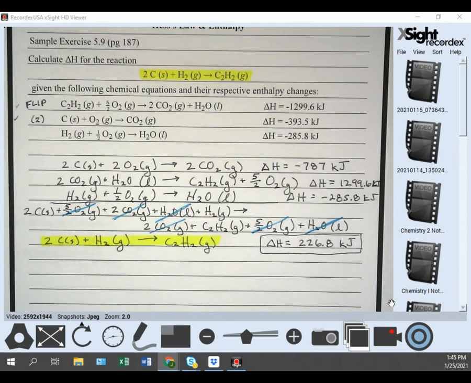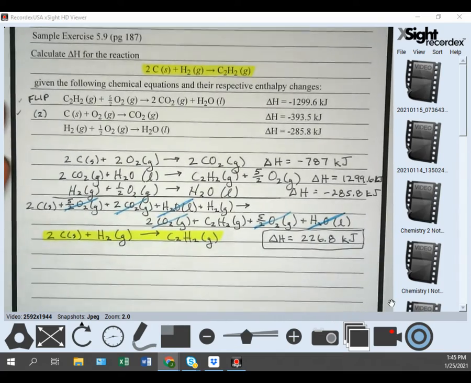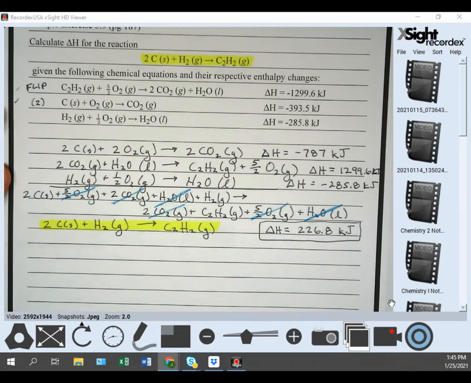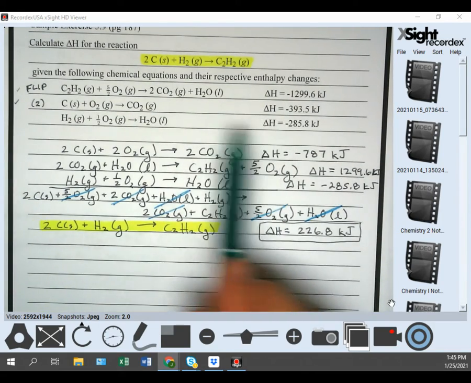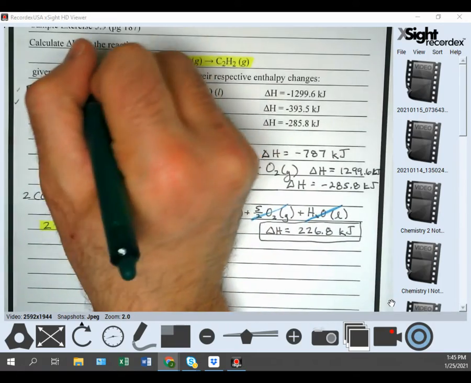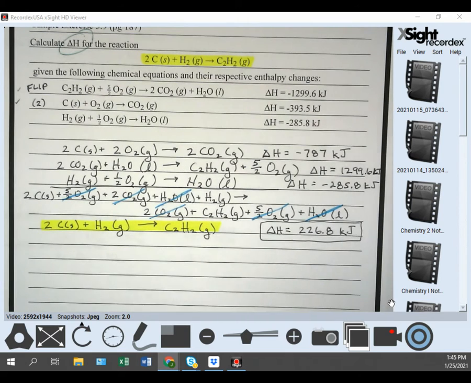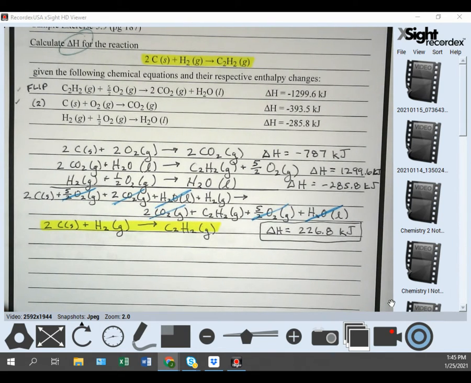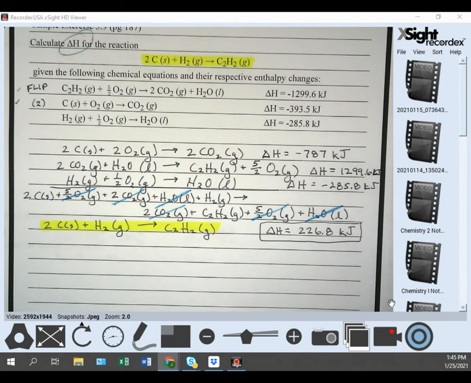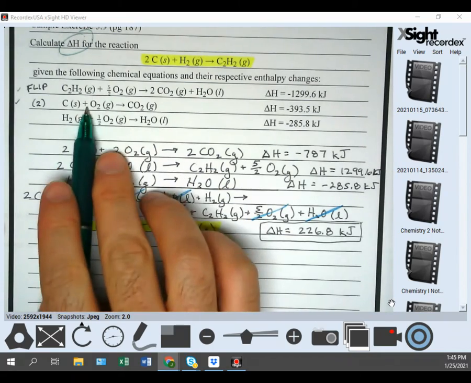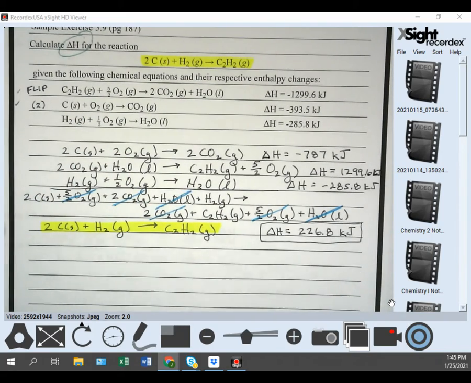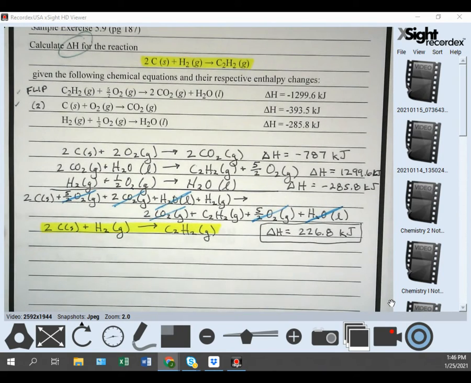Change pen color here. I don't know if you'll be able to see it when I upload it, but okay. So you've got a problem, and as long as all it wants is the delta H for the reaction, if that's all it wants, all you have to really do is figure out what you have to do to the step equations. Do it to the delta H and add them all together.